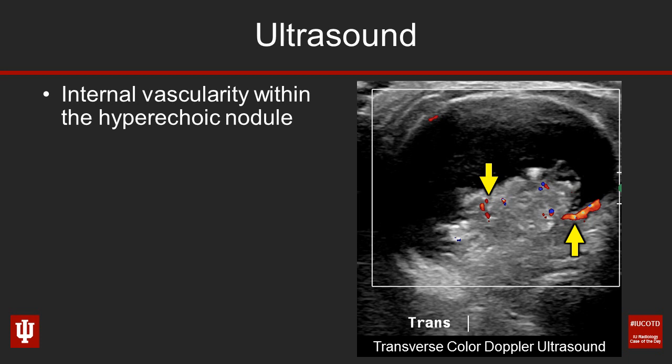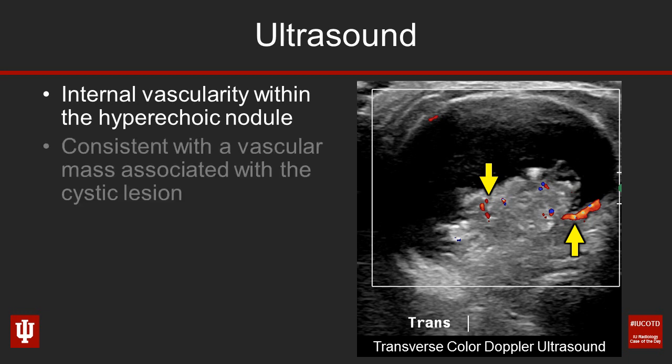Anytime we see a mass in the neck or a mass anywhere on ultrasound, throw on the color Doppler, look for vascularity, look for flow within it. And what you can see in this case is we do have some internal vascularity within that hyperechoic nodule. And that's consistent with a vascular mass that's associated with this cystic lesion.